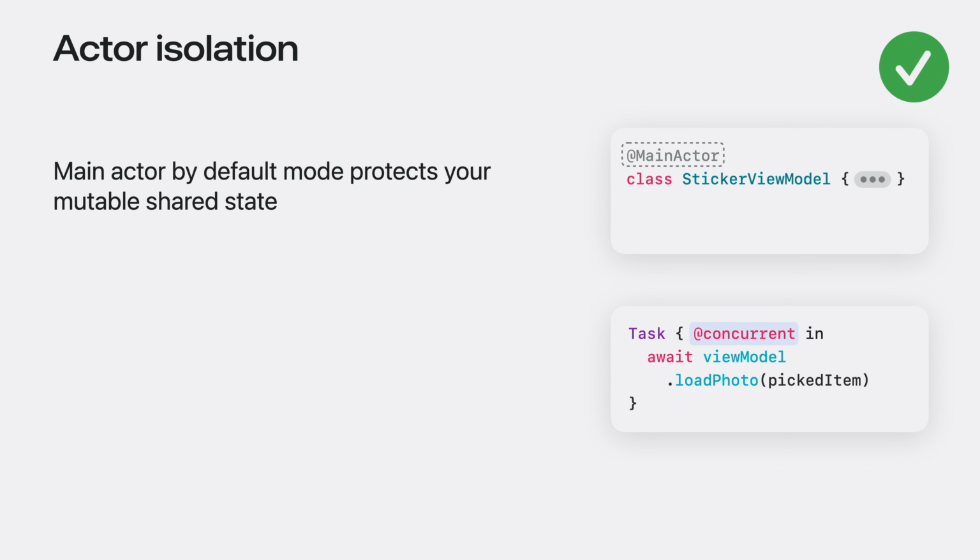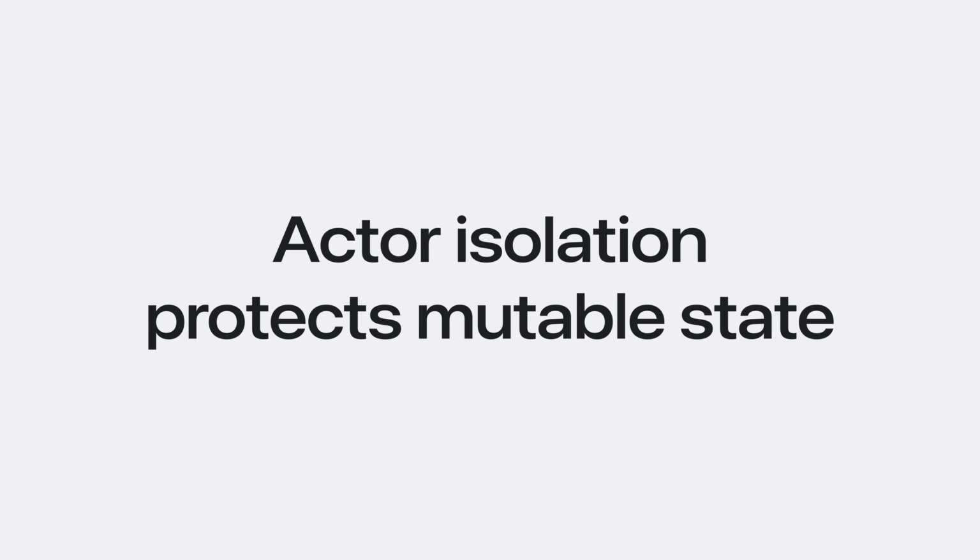The code will have to switch to the main actor to access the state. In this case, the class is protected by the main actor. But the same applies to other actors that you might have in your code.